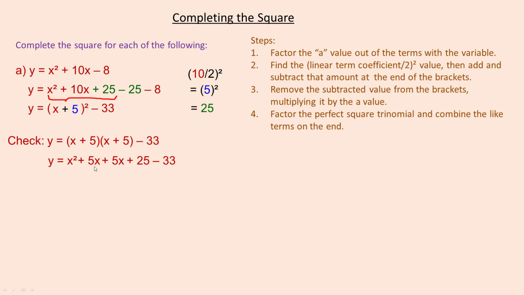So we combine like terms. 5x and 5x add to 10x, and 25 take away 33 is negative 8. So that is the same trinomial we started with, so that was correct. If this didn't expand out to the same thing, then probably there's an error here somewhere, although I suppose you could have this correct and make an algebra mistake down here too. So that's the first example.